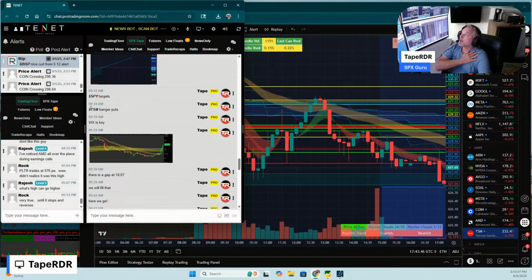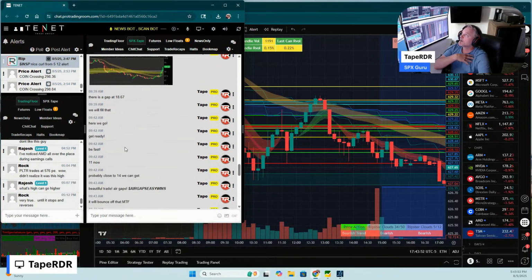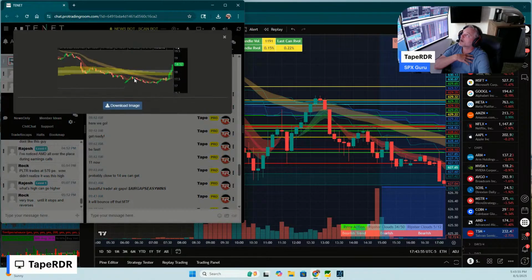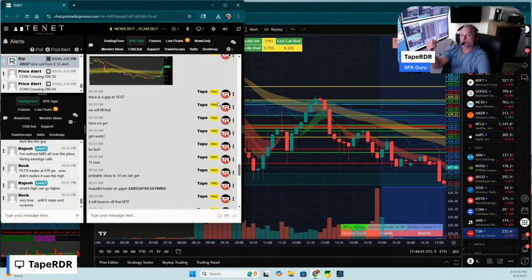So we ended up getting out of our TSM. They were banger puts. I tell the chat again, VIX is the key. All right, so then I point out this gap that existed in VIX right here, which we ended up filling today. I just wanted to give a little bit more confirmation to the people that were in the trade with me.